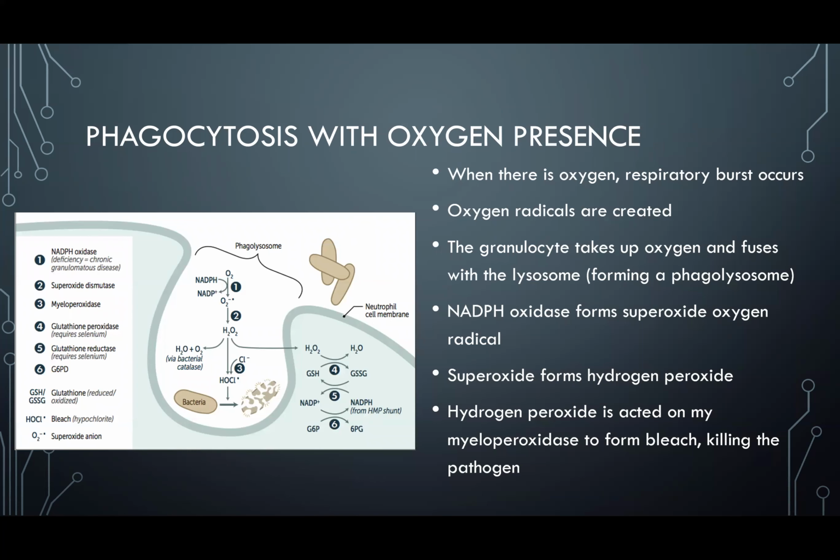When there is oxygen, respiratory burst occurs and creates oxygen radicals that rapidly destroy foreign material found at the infection site. The granulocyte takes up oxygen and fuses with the lysosome, forming the phagolysosome. NADPH oxidase forms a superoxide oxygen radical. Superoxide then forms hydrogen peroxide. Hydrogen peroxide is acted on by myeloperoxidase to form bleach, killing the pathogen.